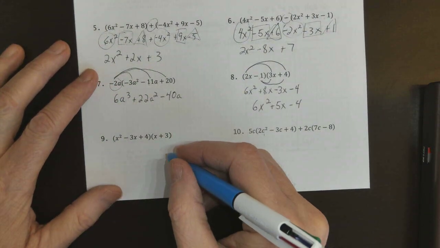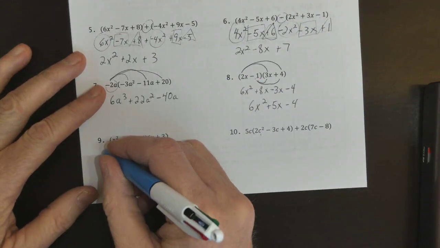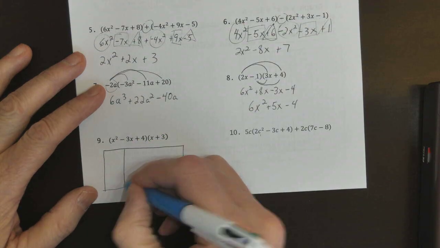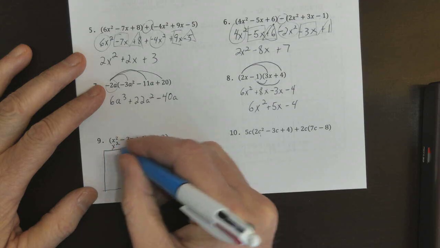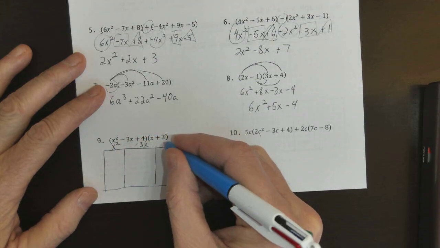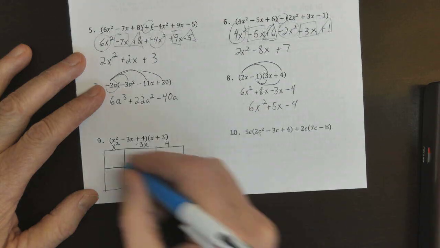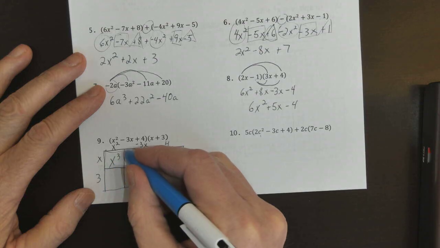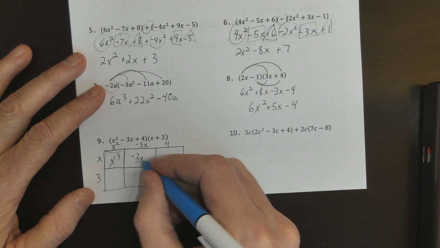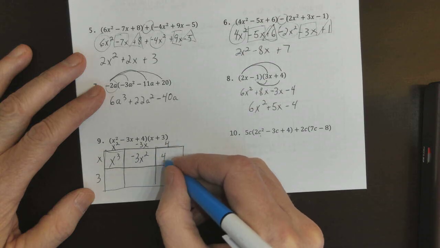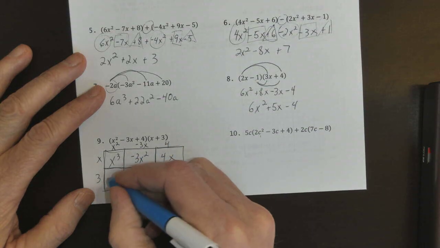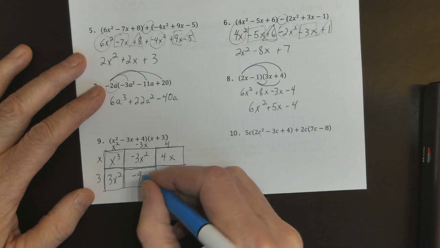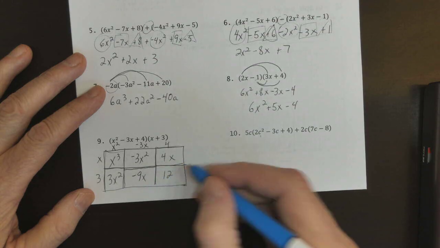Now this one, I am going to make a box on this one. Three terms up here, x squared, negative 3x, and 4, and then two terms, x and 3. X times x squared is x cubed. X times negative 3x is negative 3x squared. X times 4 is 4x. X squared times 3 is 3x squared. 3 times negative 3x is negative 9x. 3 times 4 is 12.